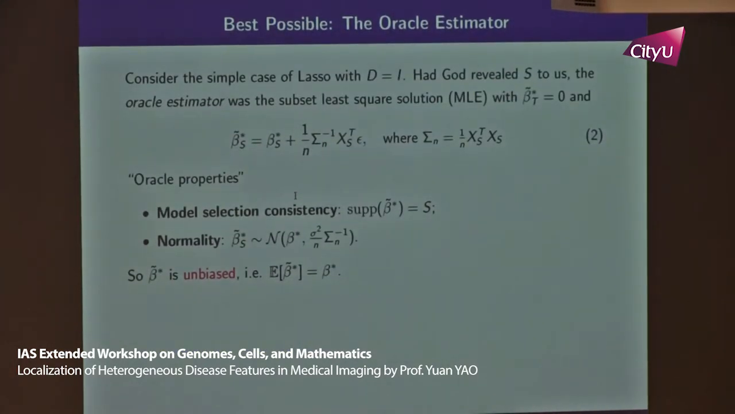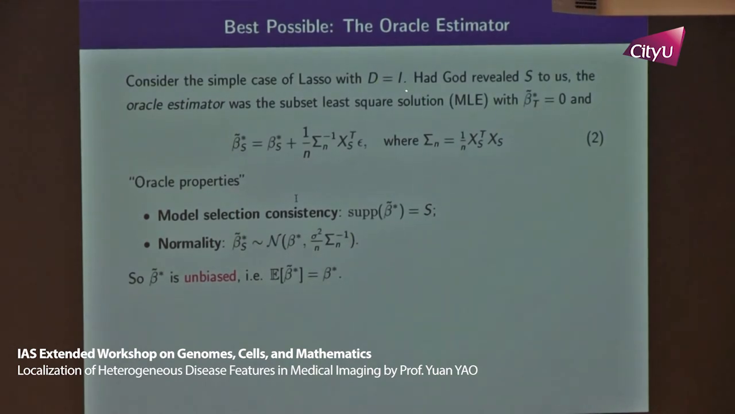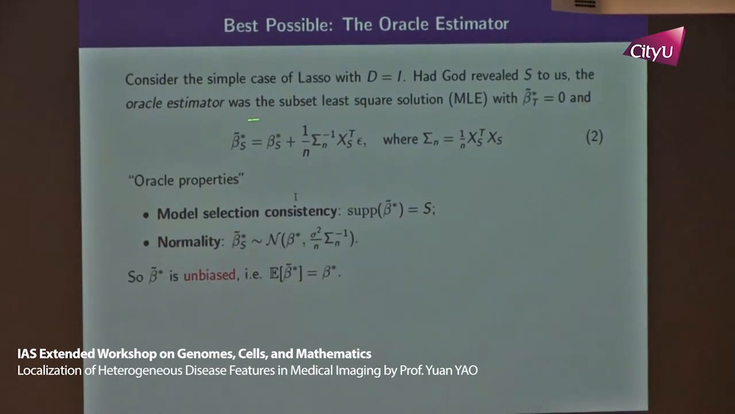Assume you can indeed solve this family of models, what's the best possible? Let's take the simple case of lasso, where D just equals identity. Whatever you solve, the best possible is called the oracle estimator. It means if God told you the support set of your model, you can simply restrict your estimator on the support set and get this one. So no matter how you estimate, this is always the best possible.